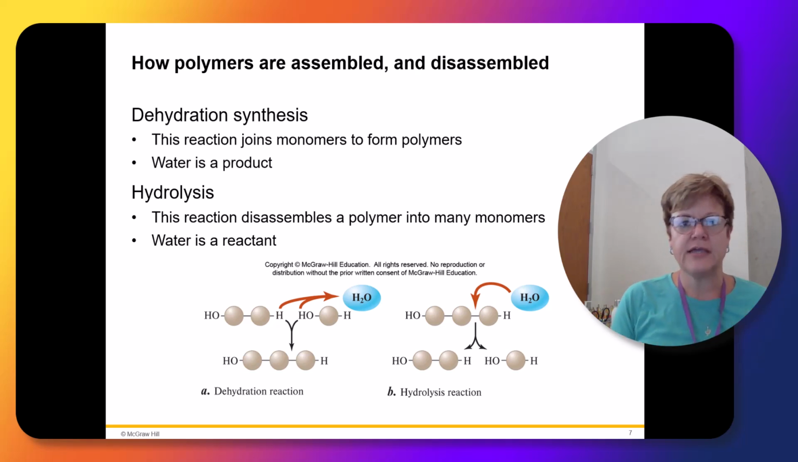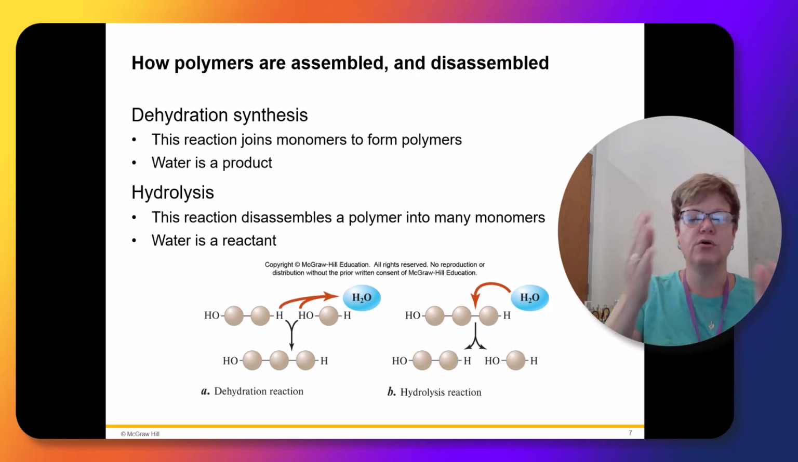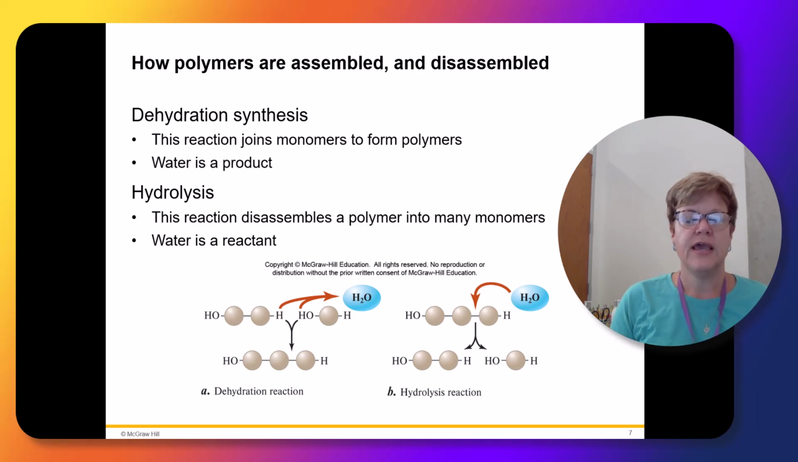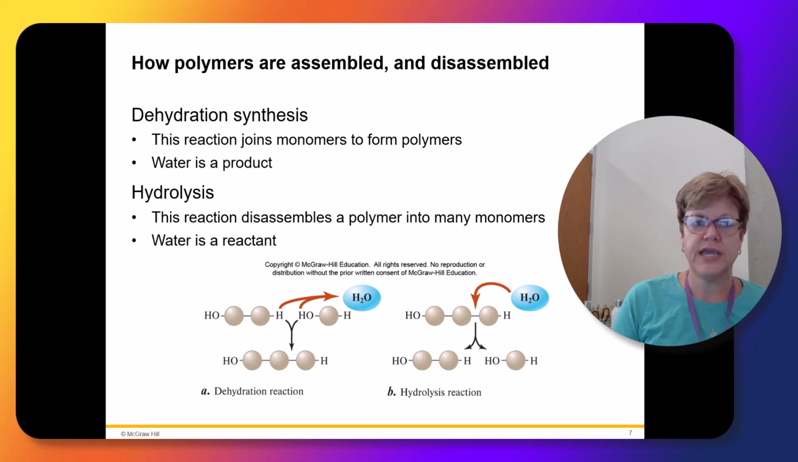The opposite reaction is called hydrolysis. This reaction disassembles a polymer into many monomers. So the bonds that are holding those units together are broken, and the polymer reactant becomes a group of monomers as a product. And in this reaction, water is a reactant. You do need to know the definitions of these. There are some diagrams here, as you will see, and we will go through these.